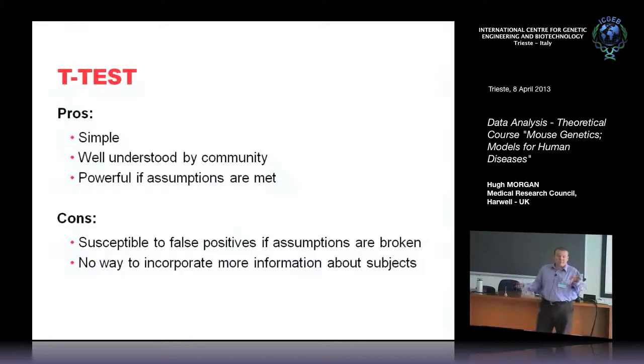The cons: if the assumptions aren't met, both independence and normality, it is susceptible to false positives, which is what I'm certainly most worried about. I really, really don't want to be saying some mutation is causing an effect where it isn't. And there's no way to incorporate more information about the subjects. You saw I only used the males to generate that test. There was no way of incorporating both the males and females, given that they have inherently different grip strengths, into one test.